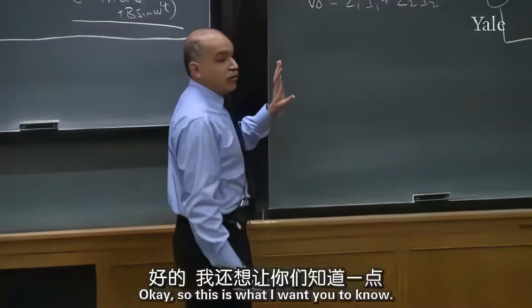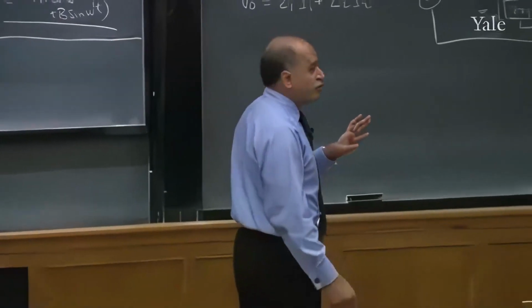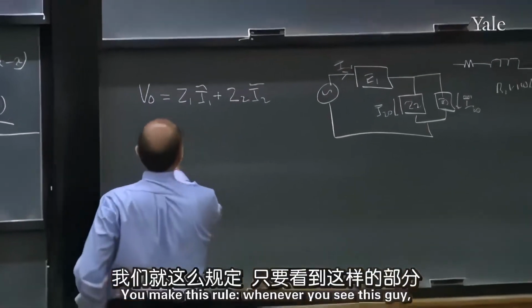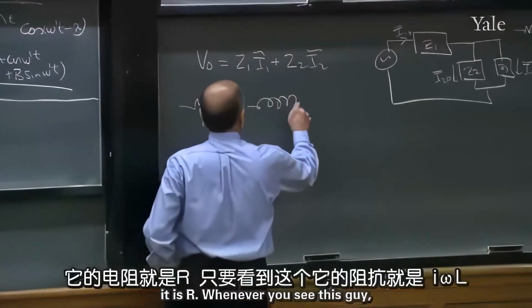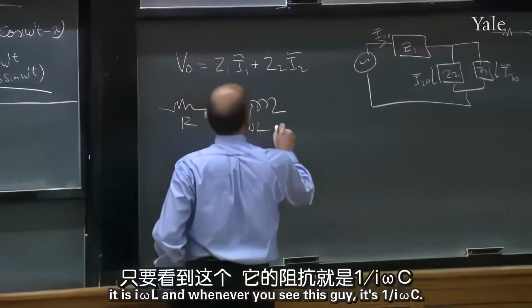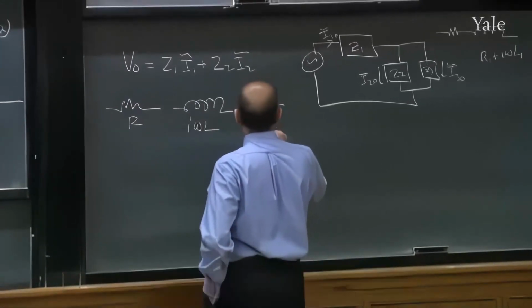Okay, so this is what I want you to know. Given an AC circuit, here's what you do. You make this rule. Whenever you see this guy, it is R. Whenever you see this guy, it is i omega L. And whenever you see this guy, it's 1 over i omega C.